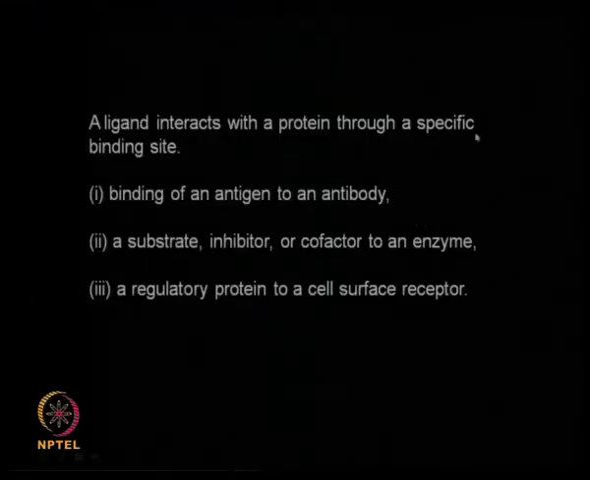Now the ligand interacts with the protein through a specific binding site. As you know, all proteins have a binding site whose shape and size matches exactly with the ligand. The binding could be between an antigen and an antibody, so it becomes very specific and no other antibody will bind to this antigen. You can have a substrate, an inhibitor or a cofactor binding to an enzyme. The substrate could be very specific to the enzyme, and other enzymes will not bind to it. It could be a regulatory protein binding to a cell surface receptor, where the two are complementary to each other. This is how you achieve specificity in affinity chromatography.